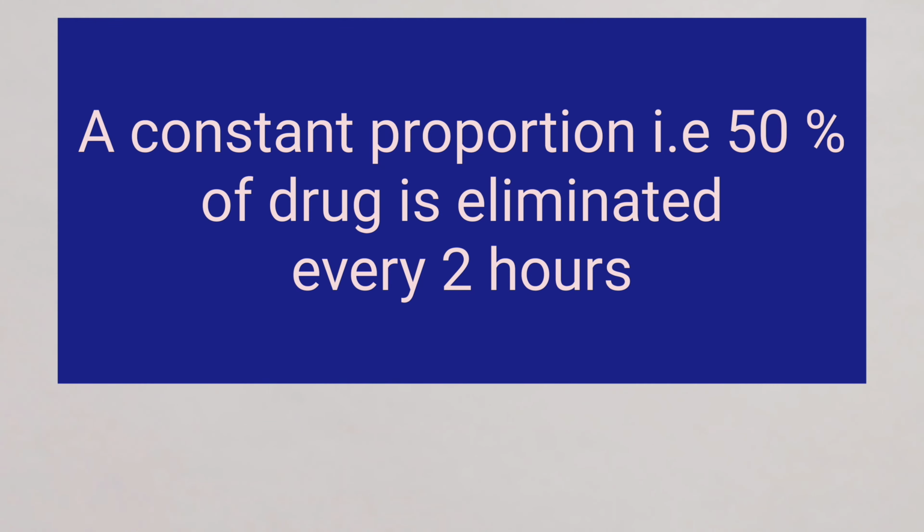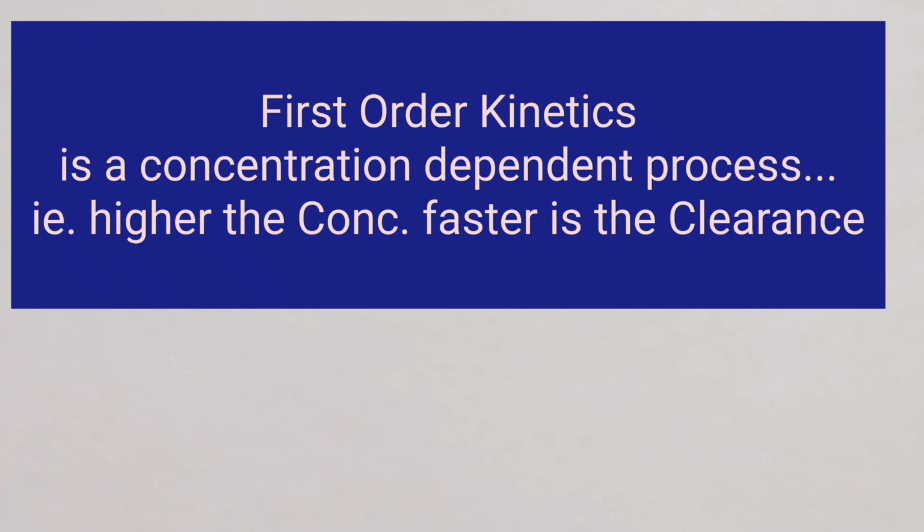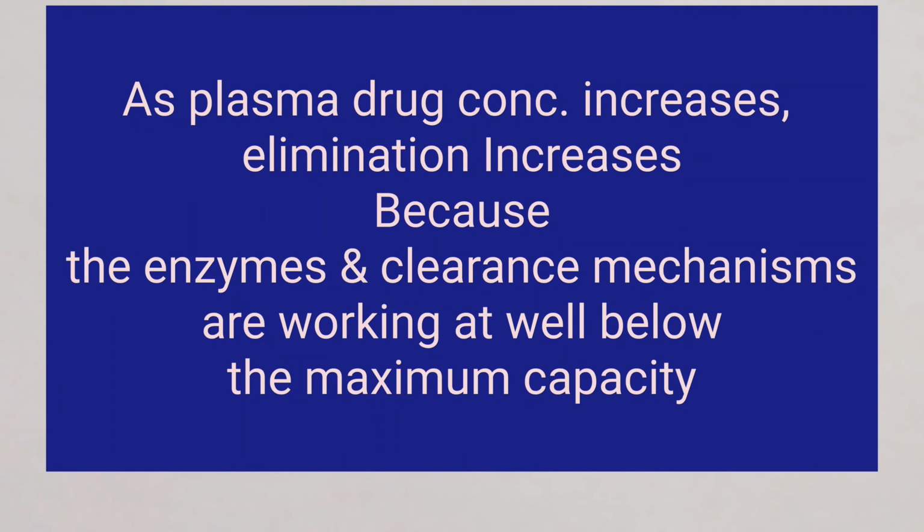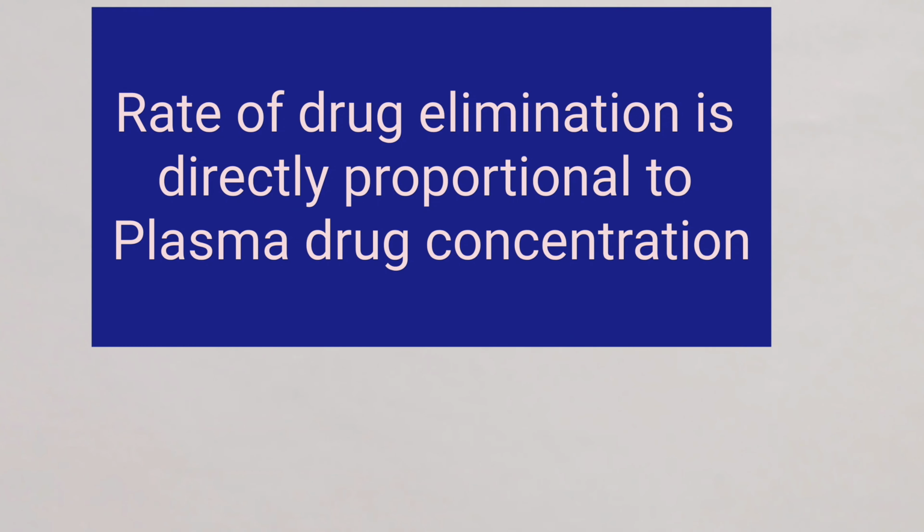Secondly, first order kinetics is a concentration dependent process, which means that higher the concentration, faster is the clearance. So as the plasma concentration increases, the clearance also increases. This is because all the enzymes and clearance mechanisms are working well below the maximum capacity, and the rate of drug elimination is directly proportional to the drug concentration.